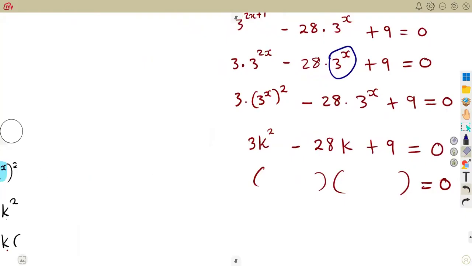How are you going to factorize there? I do not know which method you are going to apply. We just need 2 brackets there. All right. So using the cheat method, guys, there's this method: 3k squared minus 28k plus 9.